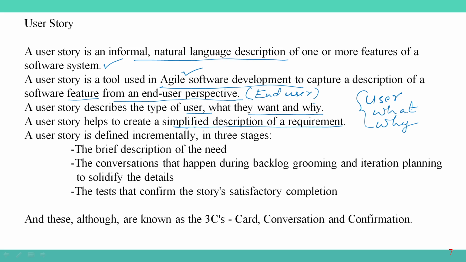The story is defined incrementally in 3 stages. So the story is written in 3 different forms. One is the brief description of the need, that is, the conversation that happened during backlog grooming and iteration planning. Backlog grooming means you are fixing the requirements.